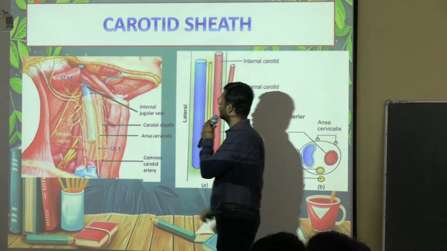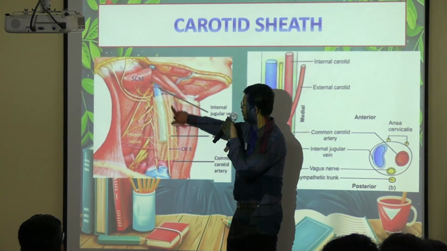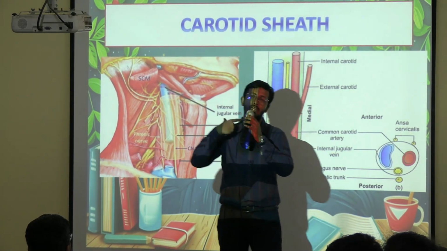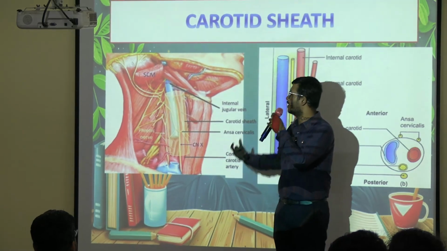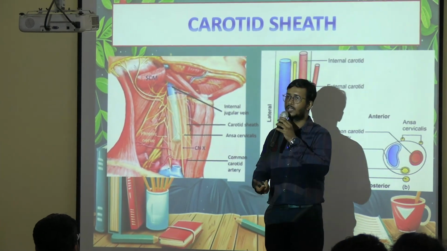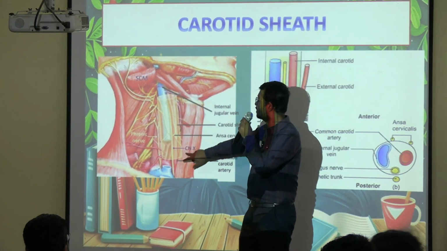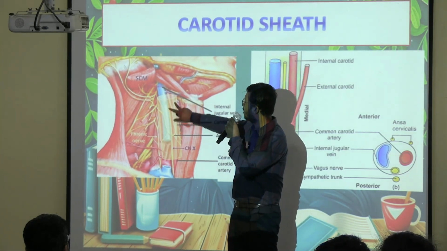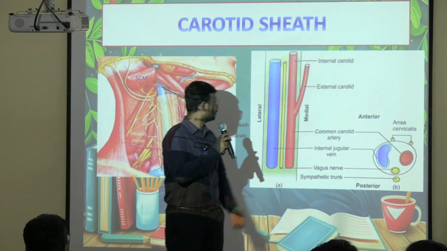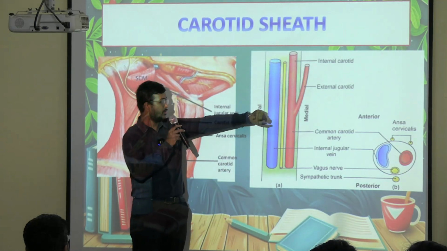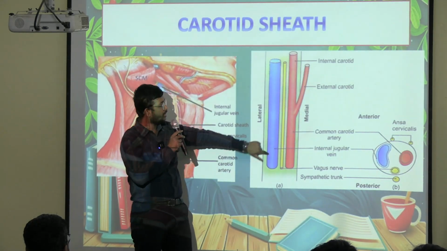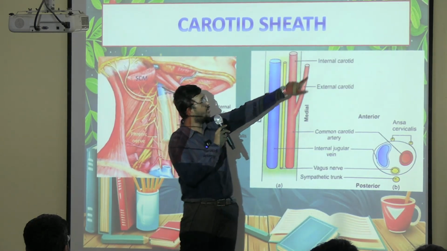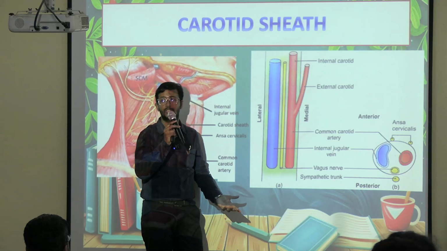If you see here, this is the carotid sheath. Okay. This carotid sheath is present just lateral to the neck, and it is a continuation of the deep fascia of the neck. It covers the internal jugular vein, common carotid artery, and internal carotid artery. These are the structures that it covers. The external carotid artery is present outside the carotid sheath. Okay.